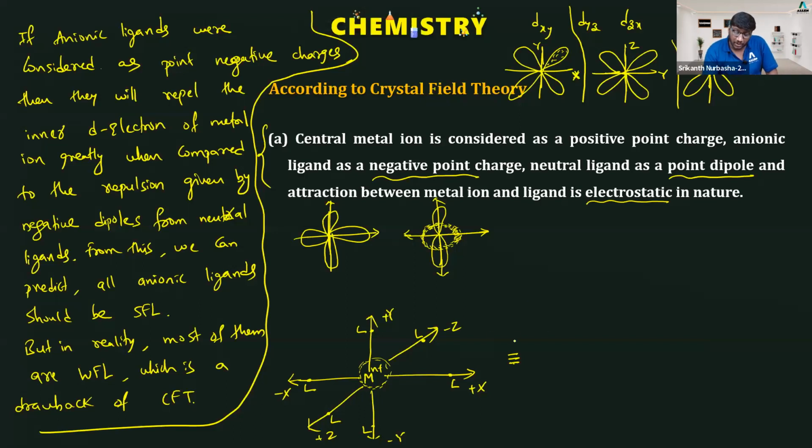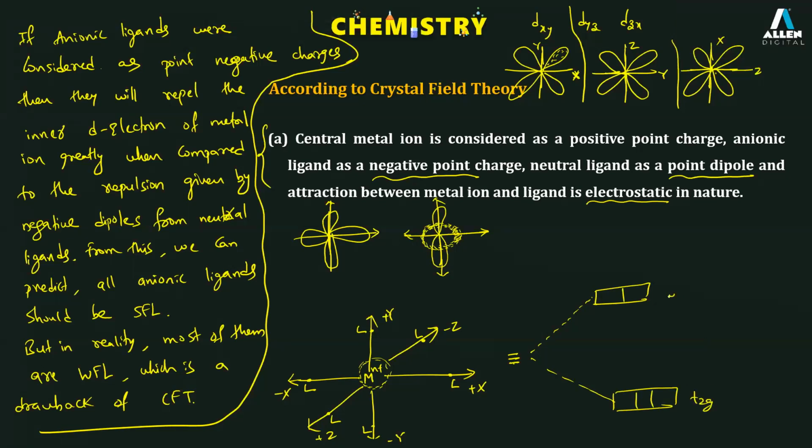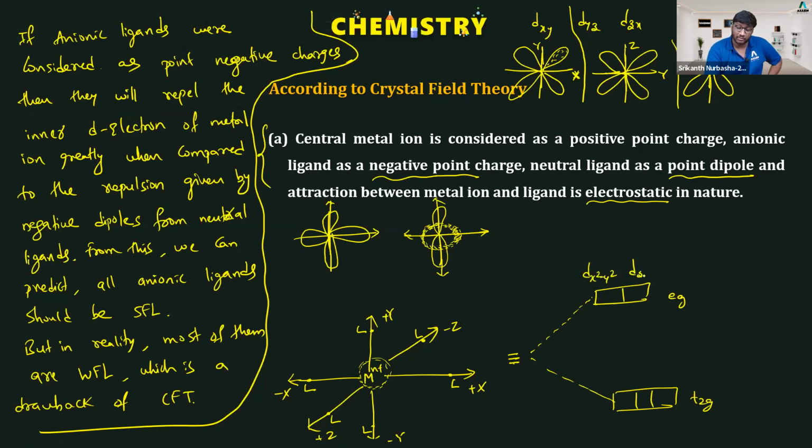So the 5 d orbitals will now split into two sets. What are the two sets? T2g set and Eg set. In the Eg set, we have d orbitals whose lobes are along the axis. What are those? dx square minus y square and dz square. In the T2g set, we have those d orbitals whose lobes are in between the axis: dxy, dyz, dzx. Understood the splitting or not?